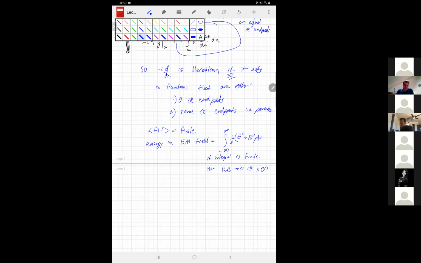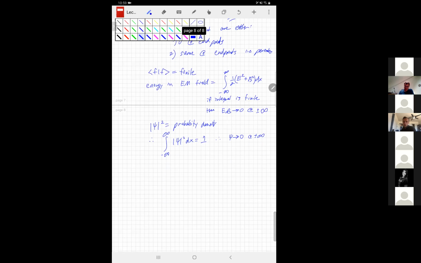Likewise, if you're taking 2540 or you've taken 2540, by now you've probably learned that the probability density in quantum mechanics is the absolute value of psi squared. Therefore, the integral from minus infinity to infinity must be finite. So psi has to go to 0 at plus or minus infinity. We often deal with functions like that.